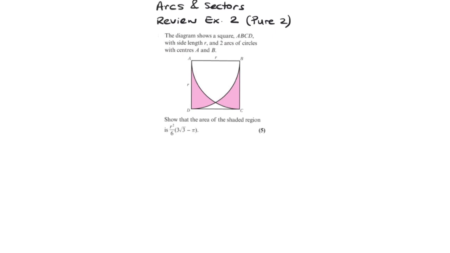And so let's dive right in because this is a really good question, and it says that we've got a square ABCD with a side length R and two arcs of circles with centers A and B. And we need to show that the area of the shaded region is r squared over 6, in brackets 3 root 3 minus pi.